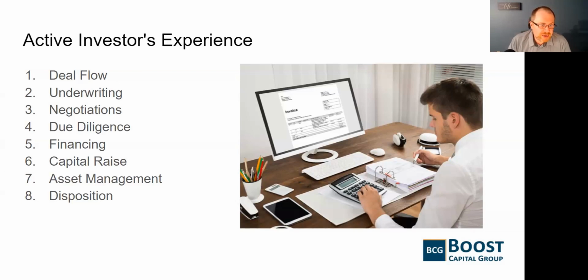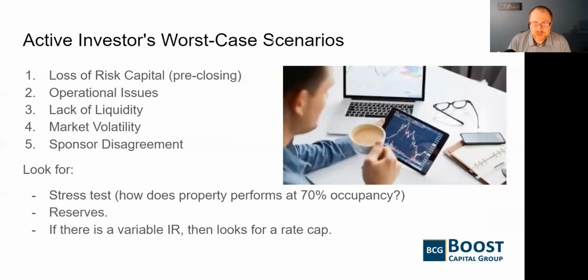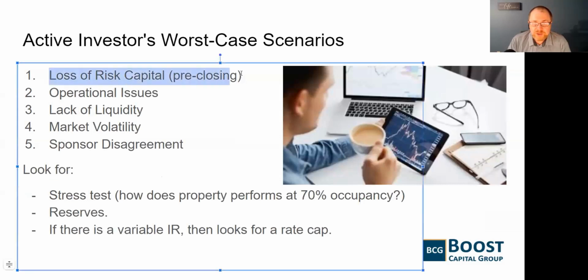Actually, it's part of my next slide. What are the risks? Worst case scenarios. That's something that passive investors don't experience, but it's not unusual that money at risk, such as an earnest money deposit, is lost. I don't know a syndication group who didn't experience that, really.